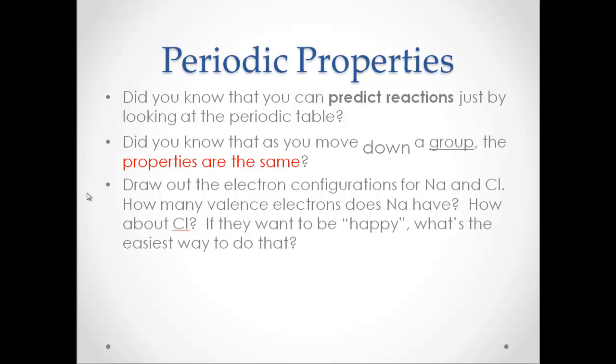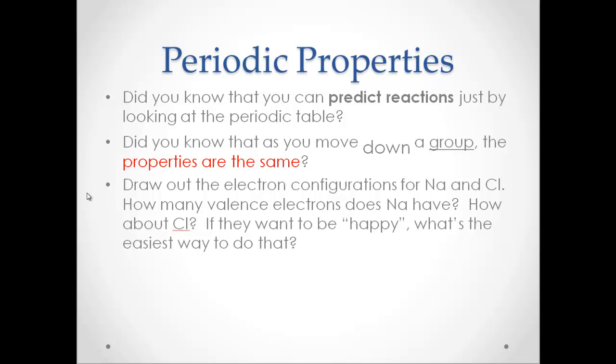Alright, so periodic properties. Just some questions for you guys, things to pique your interest. Did you know that you can predict reactions only by looking at the periodic table? You don't need anything else. This is why this tool, the periodic table, is so great for chemistry. Did you know that as you move down a group, the properties are the same? Remember, a group is a column. So as you move down a column, the properties of those elements are very, very similar.